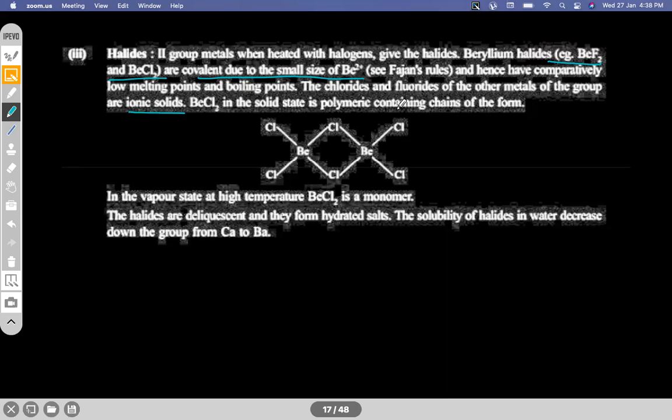BeCl2 in the solid state is polymeric, containing chains of this form. So we have a similar kind of structure like we've seen in BeH2. In the vapor phase, at higher temperature, BeCl2 exists as the monomer, which is BeCl2 itself. This also you copy: solubility of halides in water decreases down the group from calcium to barium.